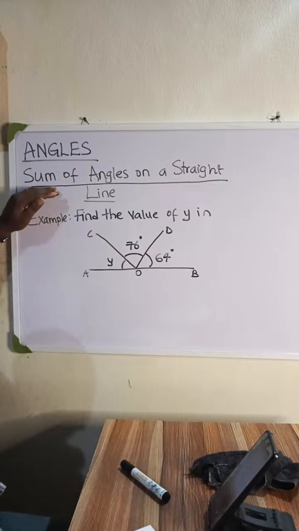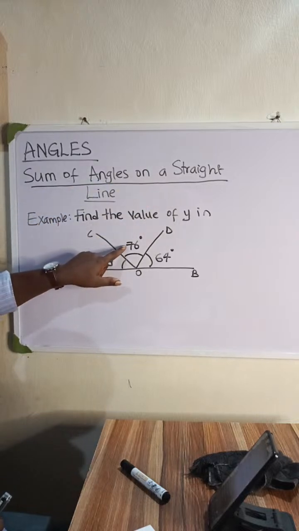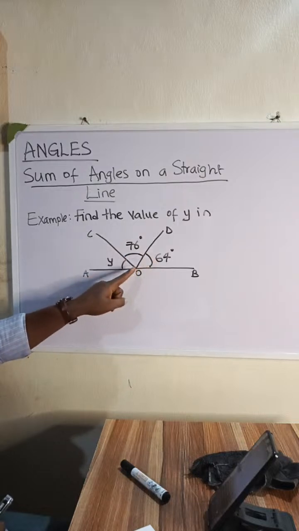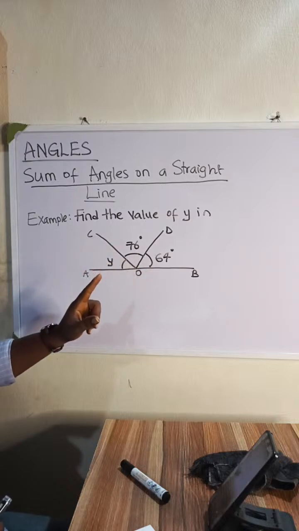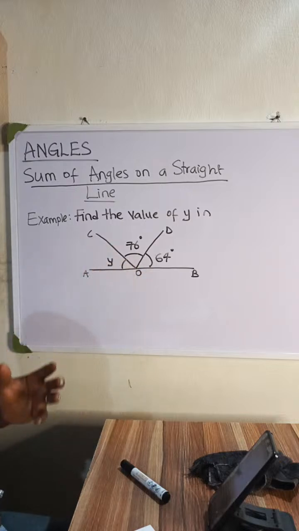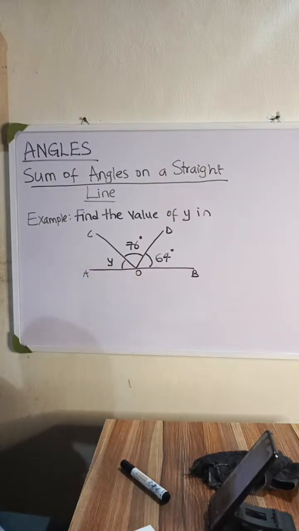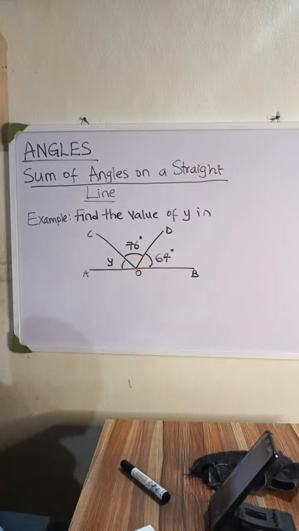Remember the principle, sum of angles on a straight line. You can see that y, 76 and 64 are all on this straight line. So we can employ sum of angles on a straight line in order to solve this question.